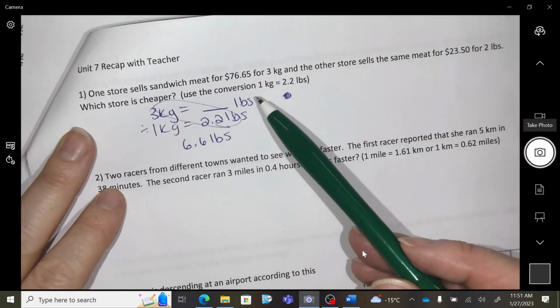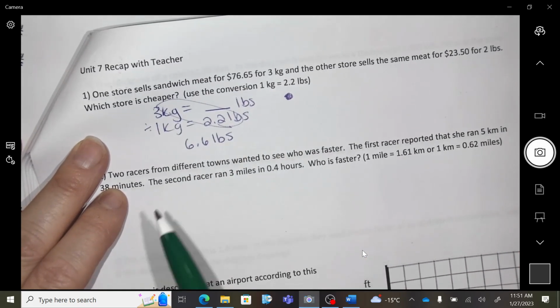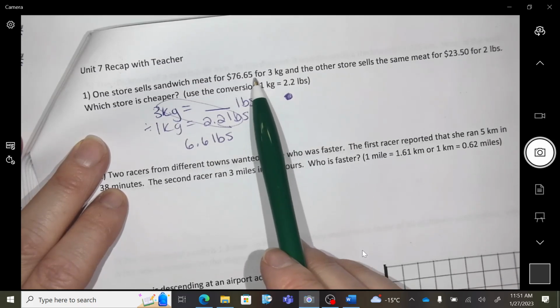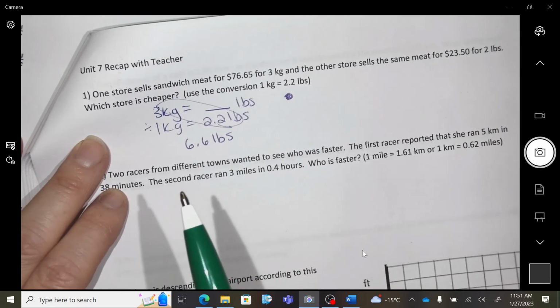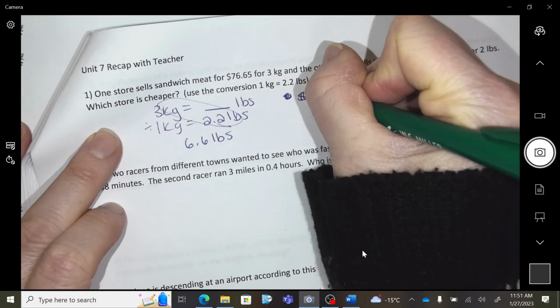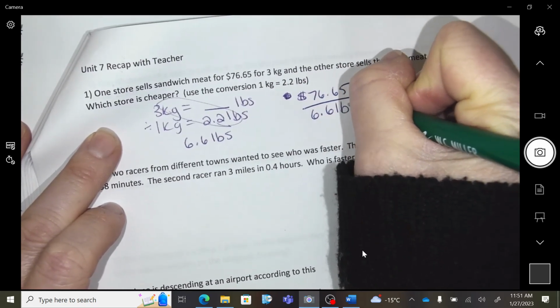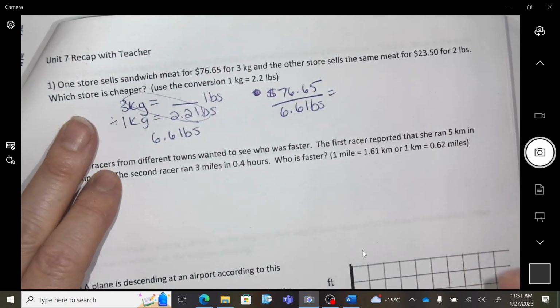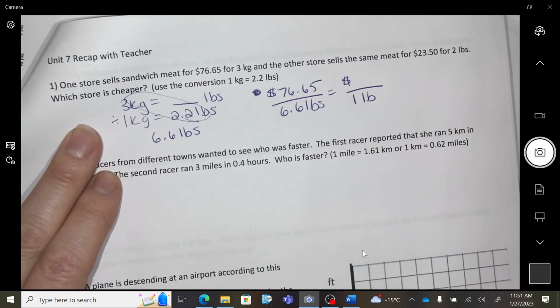Okay, so I got this kilograms into pounds by doing this conversion, times divide. What makes more sense, the price per pound or the pounds per dollar? What makes more sense in a store? Price per pound. So I'm going to put the price on the top. That's the price per that many pounds.